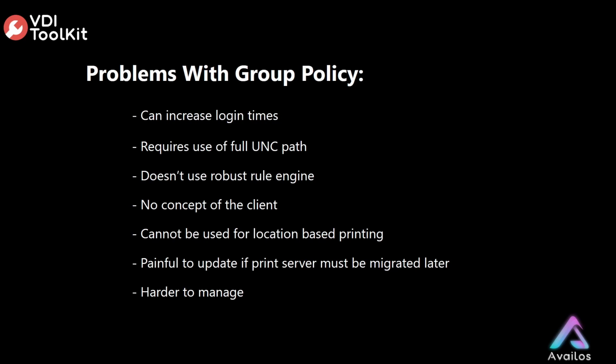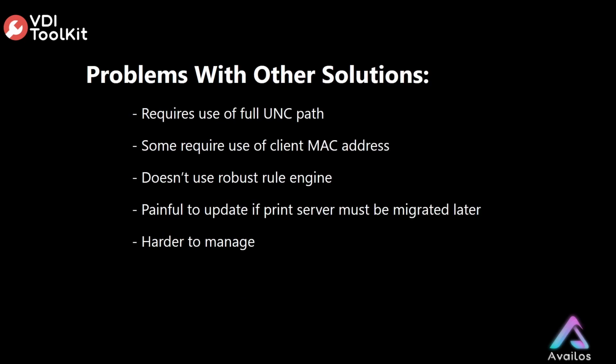Group policy also does not use a robust rules engine that is aware of all aspects of your virtual desktop environment. This means it is not client aware, and group policy rules cannot be based off of the client. Furthermore, due to its limited scope, it cannot be used for location-based printing. Due to group policy's use of full UNC paths, it also makes print server migration a painful task if the new print server will have a different, fully qualified domain name. All of these pitfalls make the task of managing print with group policy more difficult and harder on system engineers.